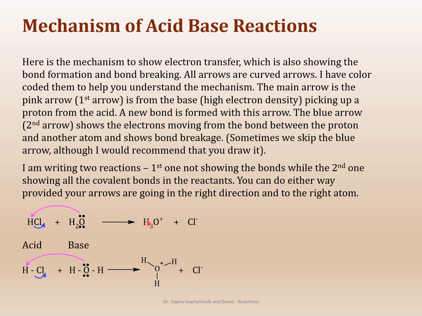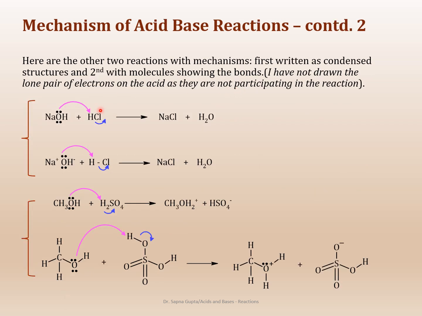So this is a mechanism that we use, which means that when we say that we are using a mechanism, it means that you're showing arrows. No mechanism, just write an equation between acid and base. You don't have to show the arrows. But as soon as we say what is the mechanism of the reaction, you have to show the arrows. So here are a couple other reactions also. I've taken an inorganic acid and inorganic base, so sodium hydroxide and HCl, and I'm showing you the pair together, one without the bonds, one with the bonds.